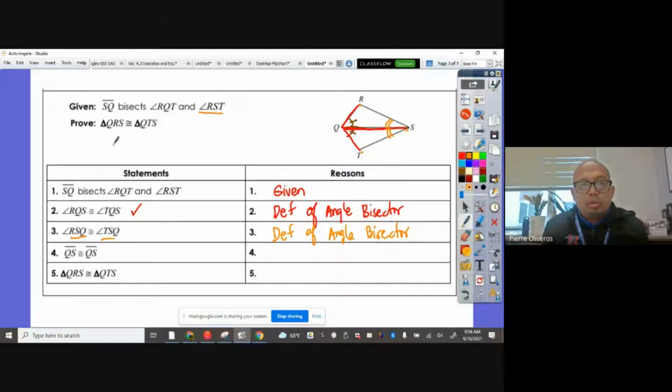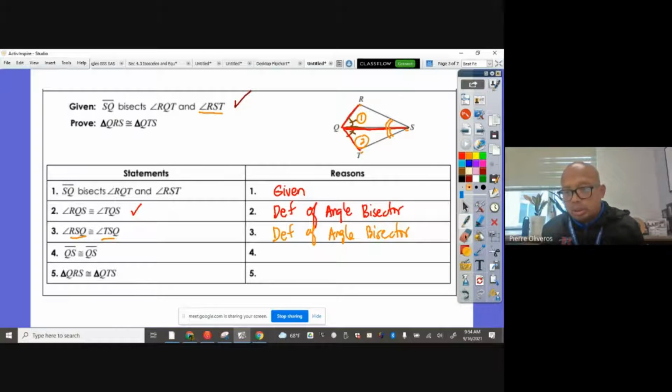So we're trying to prove here that the QRS, the triangle number 1, and the QTS, triangle number 2, are congruent. We can tell already from the given that the two angles are congruent. So we need one more part of these two triangles to be congruent in order for us to jump in that they are congruent to both triangles. So we have used already the given.